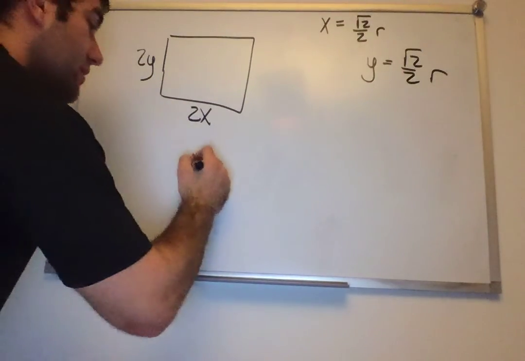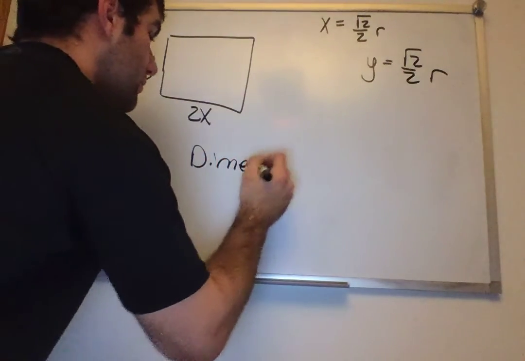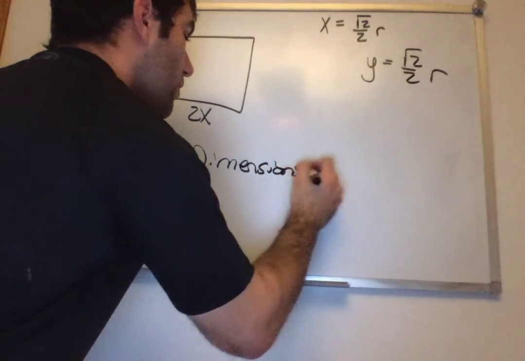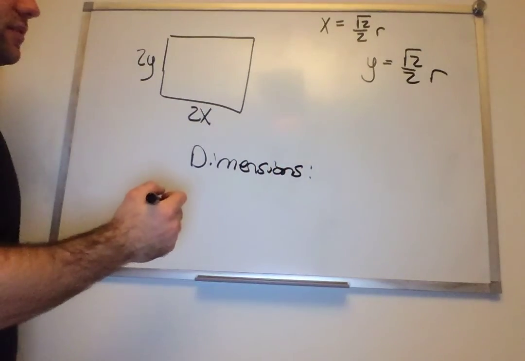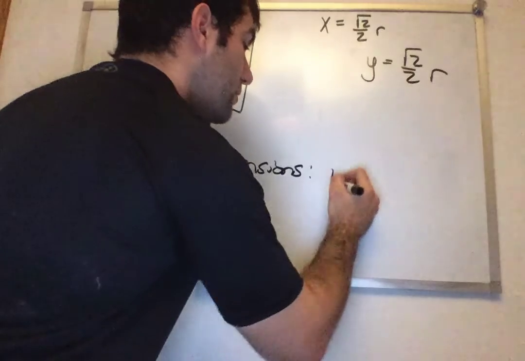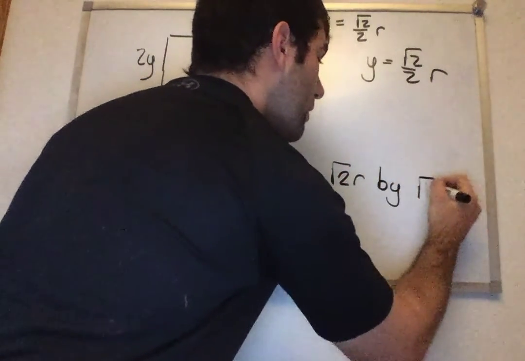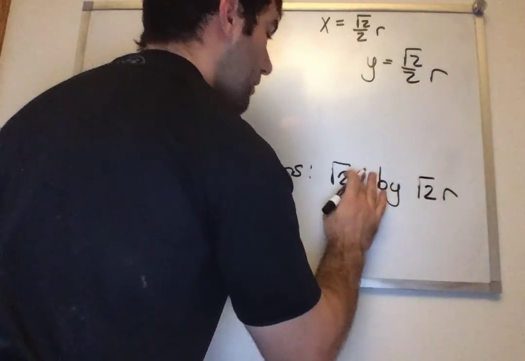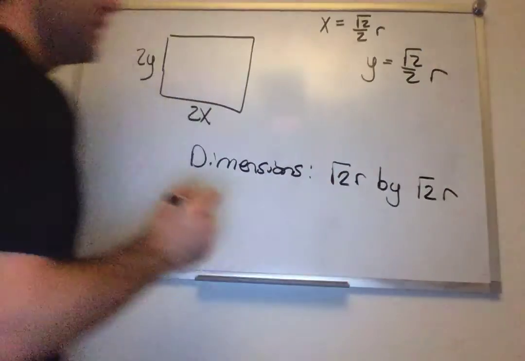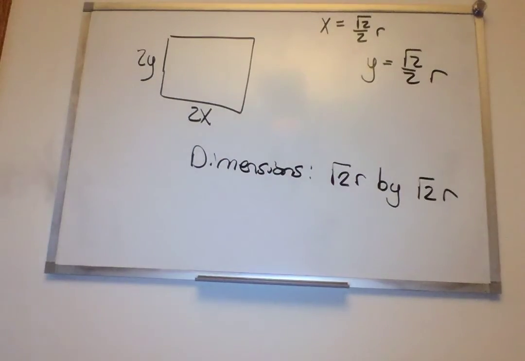So the dimensions, or in other words, our answer here, is square root 2r by square root 2r. Okay? These r's are not inside the square roots. And this is the answer.